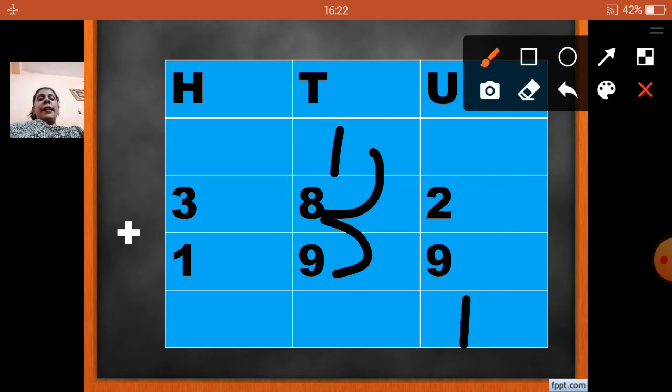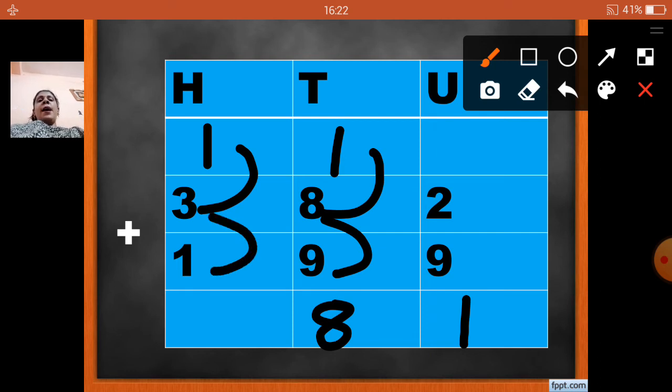So what am I going to write here? 9 plus 9 is 18. So I am going to write here 8 and here I am going to write 1. Okay. Now to this 3 I will add this 1. So 3 plus 1 will be 4. 4 plus 1, 5. Okay. So if I add 382 plus 199, what answer do I get, children? 581.